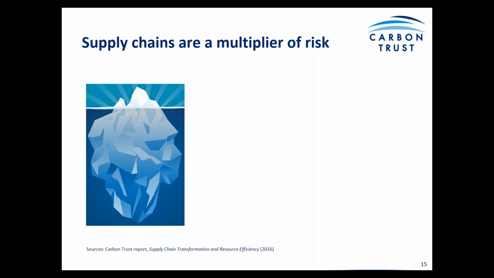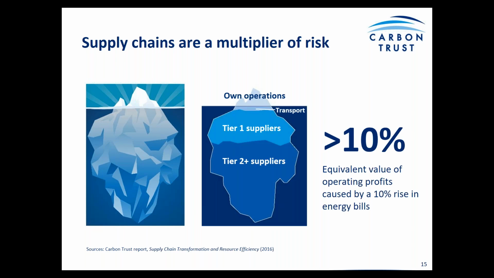And many companies do have visibility of their immediate suppliers that we call tier 1. But beyond this tier, there is often a long chain of suppliers that is not visible and presents a potentially significant impact. So if energy prices were, for instance, to rise by 10%, a company could see a similar, if not bigger, impact on their operating profits.